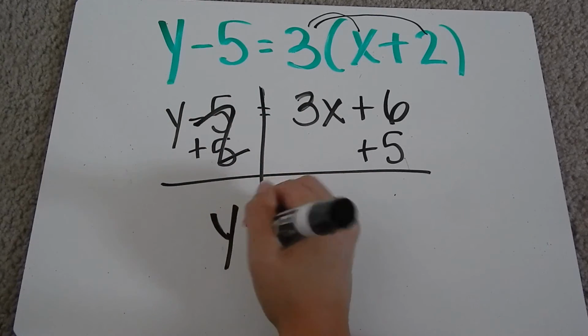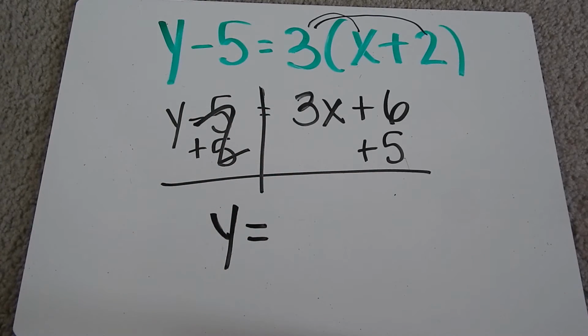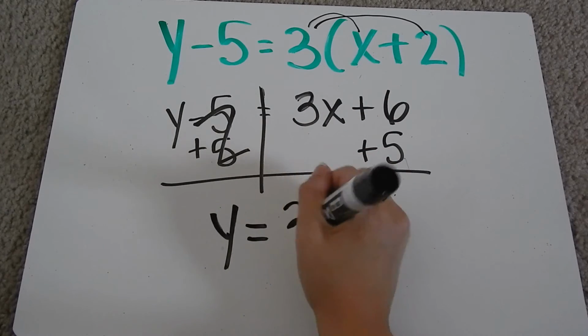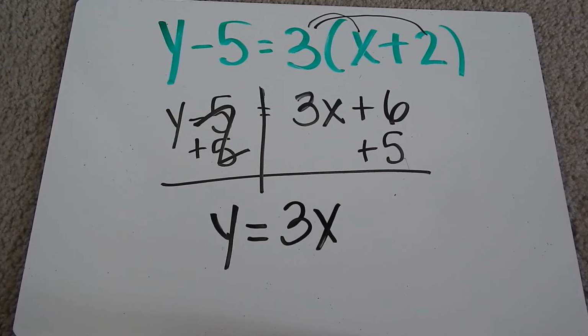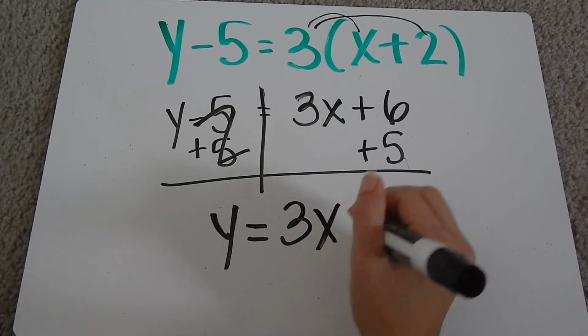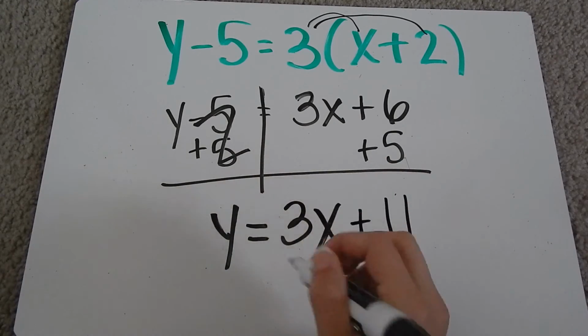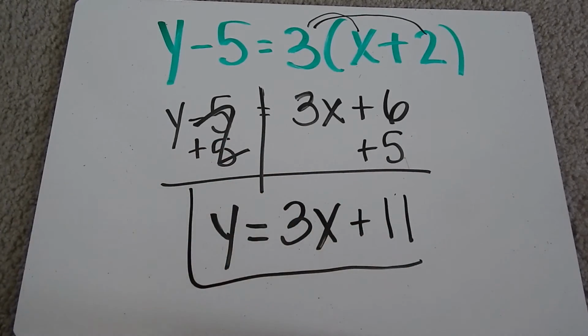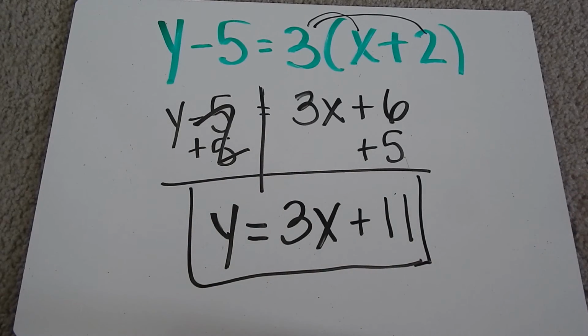So we get our y by itself. Bring down our equal sign. Bring down our 3x because we did not add anything to that. And 6 plus 5 gives us 11. So my answer here is y equals 3x plus 11.